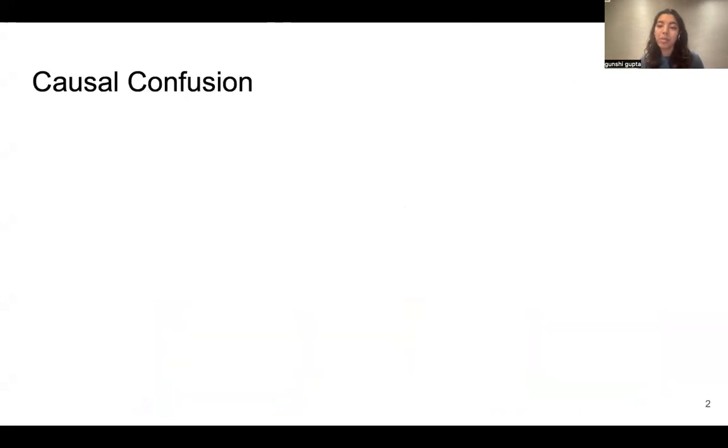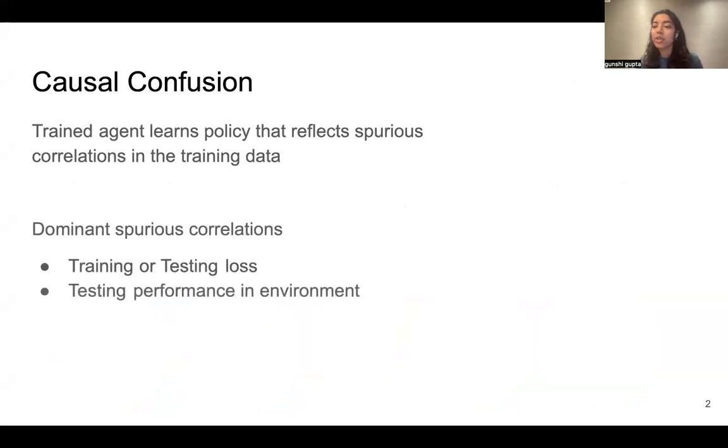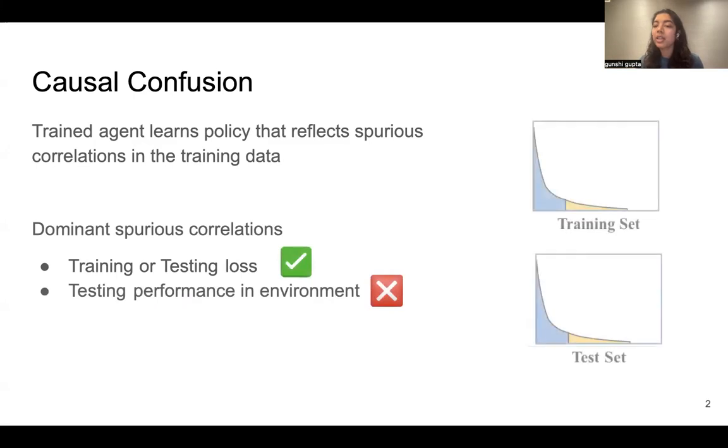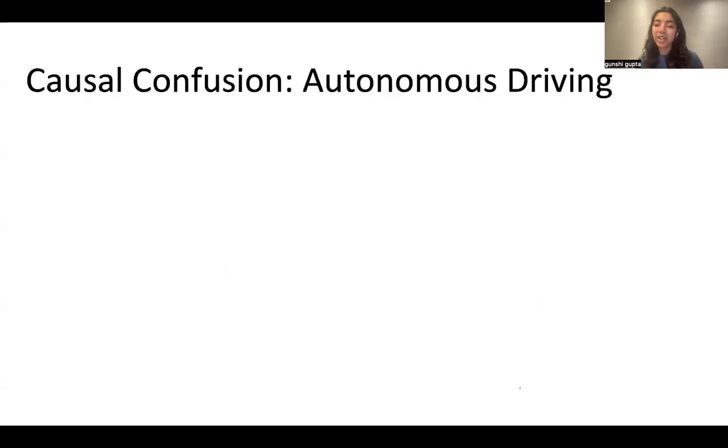Causal confusion is a phenomenon where a trained agent learns a policy reflecting spurious correlations in its training data. If the spurious correlations are dominant in the data, such a policy can appear to be optimal if we go by training metrics such as loss, but can catastrophically fail at deployment time when those spurious correlations fail to hold anymore. Let's consider an example from autonomous driving.